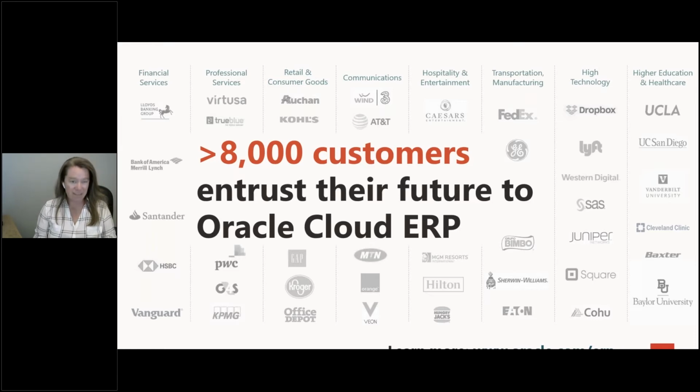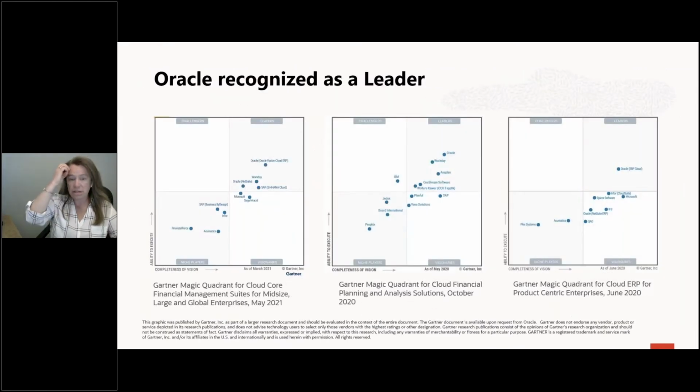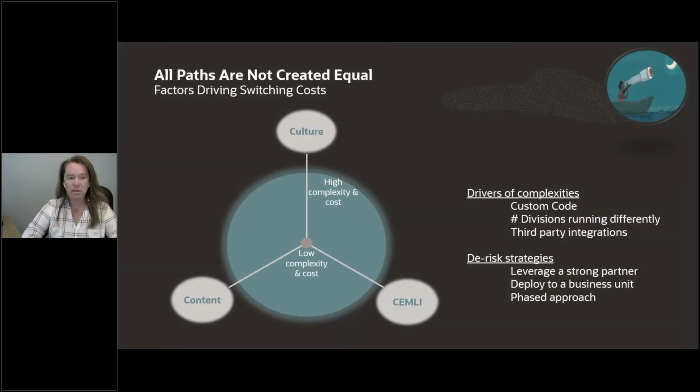The other thing you may not know about Fusion and Oracle Cloud ERP is that it's actually been around for about 10 years and it's matured quite a bit. We've got over 8,000 customers at this point. And also for years now, we've been the leader in Gartner's Magic Quadrant in different MQs that they publish. We continue to be the leader. So it's really a proven solution, and something that you should feel comfortable looking at and knowing that you can be happy with that decision.